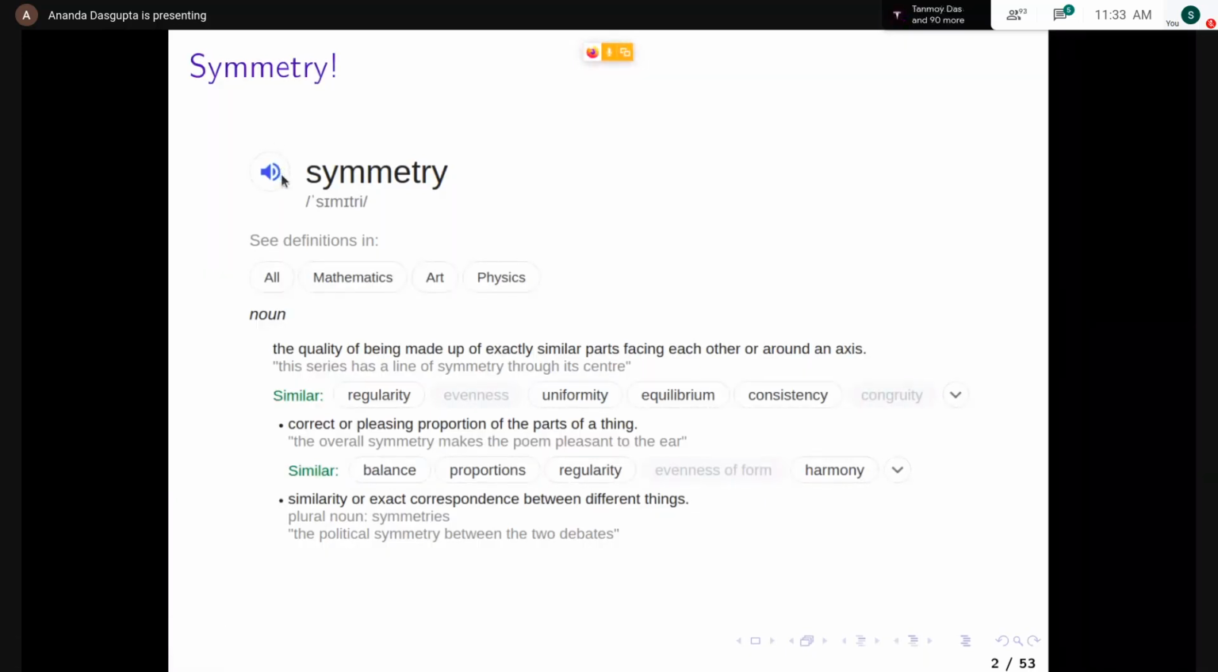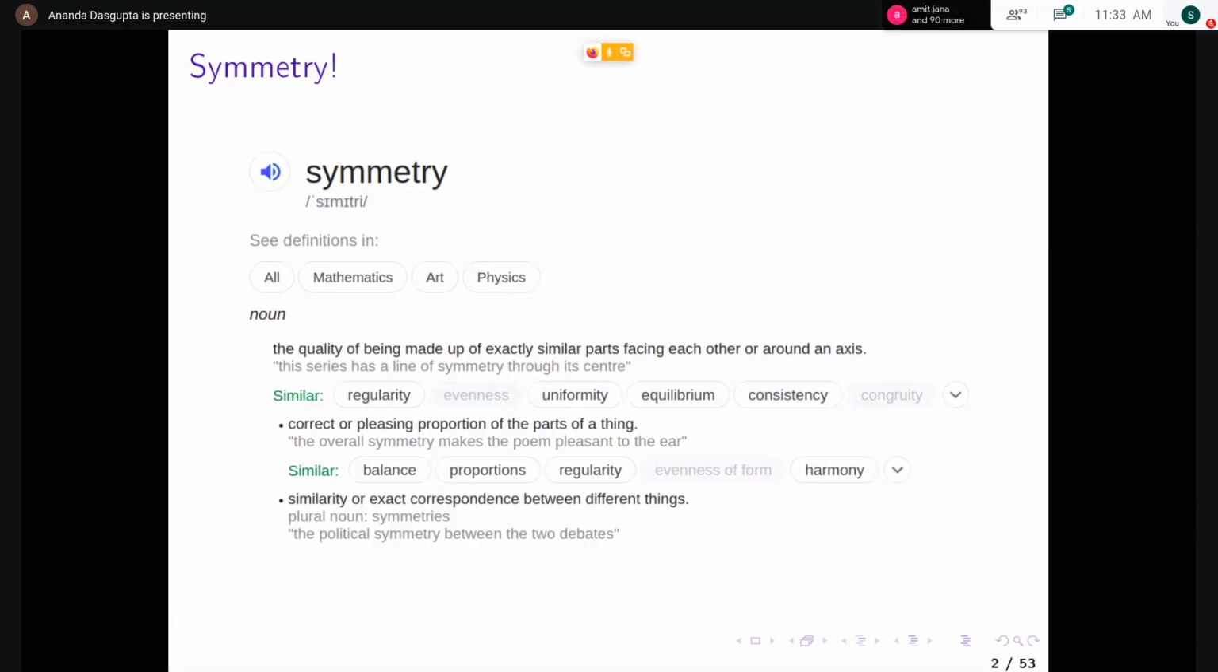It tells me it's a noun, it has the quality of being made up of exactly similar parts facing each other or around an axis. It also says something else. It says there are other meanings like correct or pleasing proportion of the parts of a thing, similarity or exact correspondence between different things, and so on. So there is a technical meaning to the word symmetry. There are also non-technical meanings.